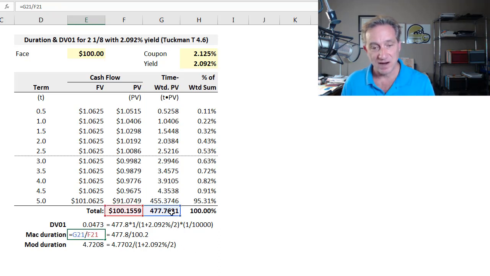We divide that sum by the price, or theoretical bond price here, right? It's just a division of 477 by a little bit over 100, and we get 4.7702 years for the Macaulay duration. And when we have the Macaulay duration, you probably know we're just one step away from the modified duration.